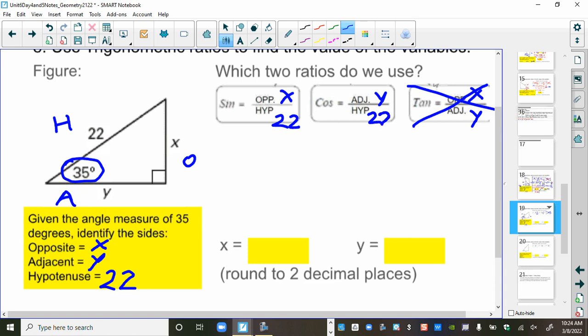I want you all to try to find X and Y on your own. I'll give you a couple minutes. Whatever you miss, you've got to get from somebody, okay? Again, you already have the setup. So sine 35.